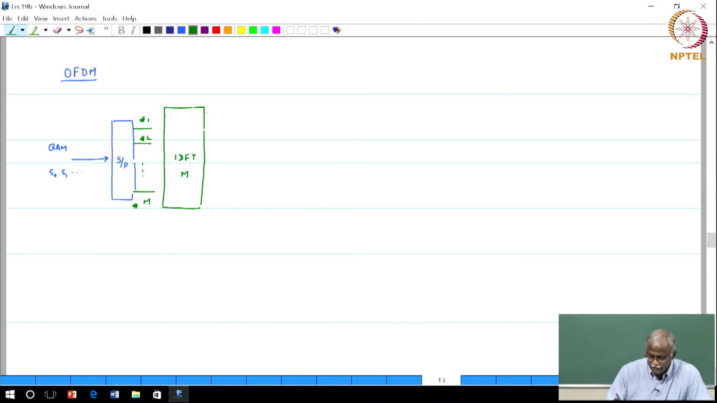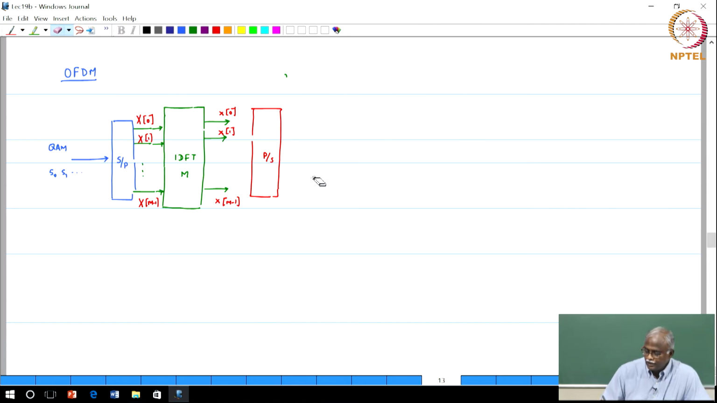Now let me label these signals. Maybe the convention that you would have used, let me use the same convention. You probably would have labeled these signals as uppercase X of 0, uppercase X of 1, up to uppercase X of m minus 1. Even if you used something slightly different, we will assume this is the labeling scheme. After doing the IDFT, it will produce a set of m samples, typically referred to as lowercase x of 0, x of 1, up to x of m minus 1. And after this, you would have a parallel to serial converter.